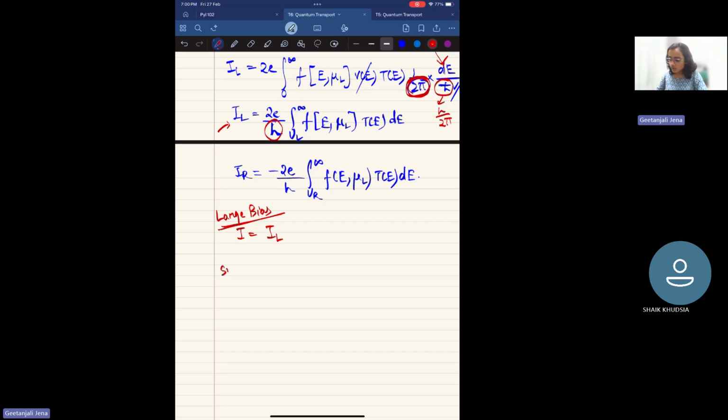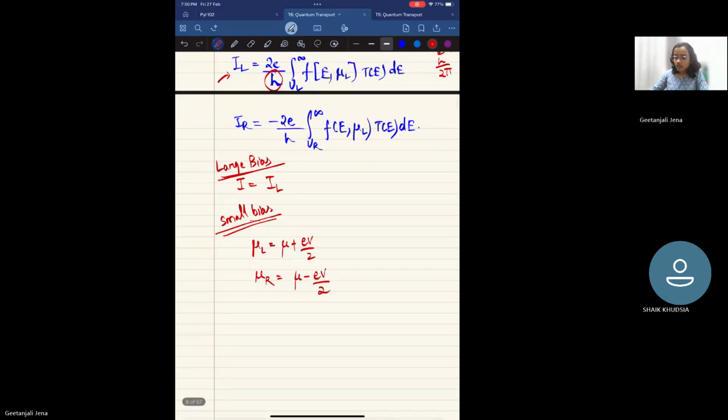Now if we have a small bias, in that case, for small bias, we can write the chemical potential because the gap is very, very small. So we can write mu_L as mu plus EV by 2 and mu_R as mu minus EV by 2. From this, we can expand the Fermi function.